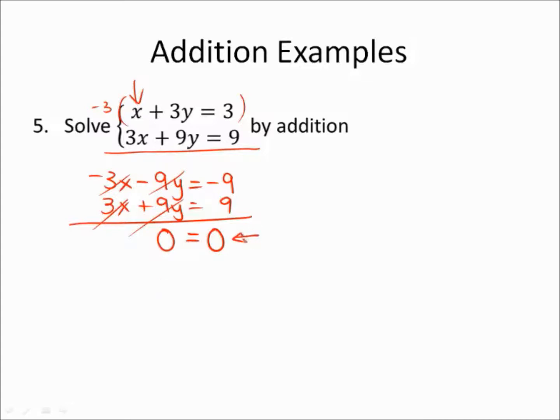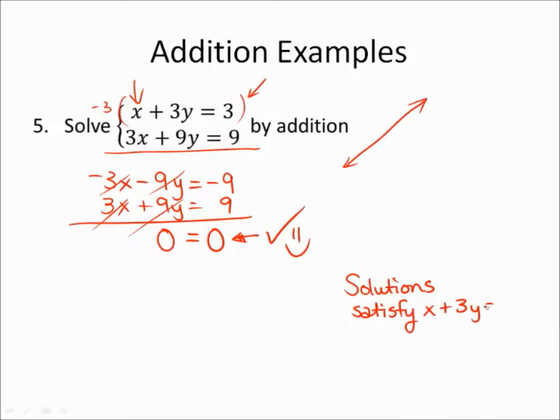Now we see that 0 equals 0, and we know that that's true. That makes us happy. So essentially, that means that anything could work. Any x-y pair could work in these equations. Anything that works for the first equation or the second equation will work for both. Meaning, this is one of those examples where the line is actually the same. So since it's the same, our answer is going to tell us that the solutions to this problem are ones that satisfy the line equation x plus 3y equals 3.